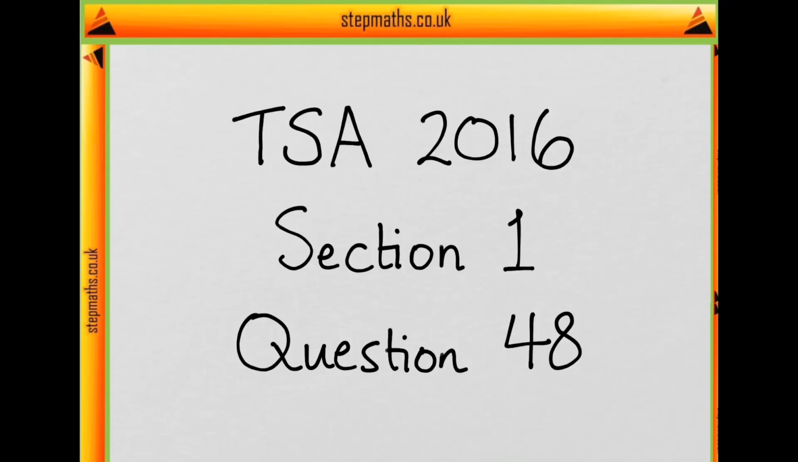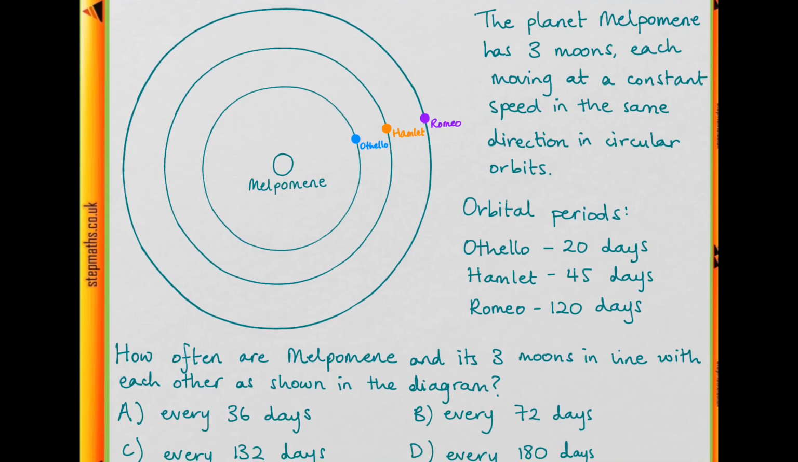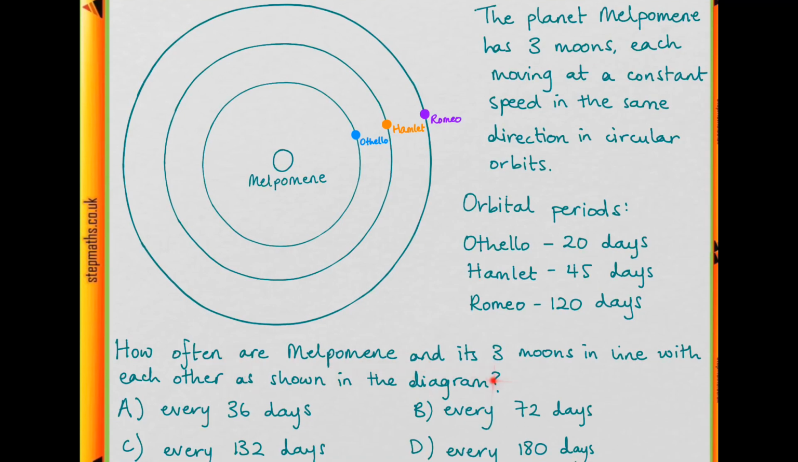Hi, this is TSA 2016 Section 1, Question 48. So the planet Melpomene has 3 moons, and each of them are moving at a constant speed in the same direction in circular orbits, and we're told the orbital periods of each of these 3 moons. And we're asked how often are Melpomene and its 3 moons in line with each other in this order here.